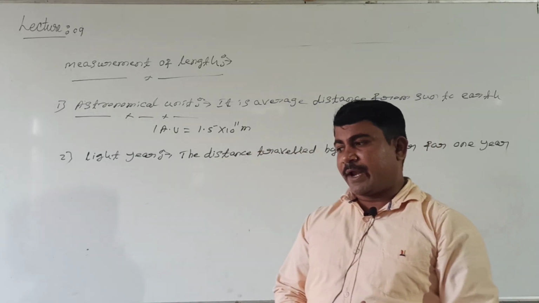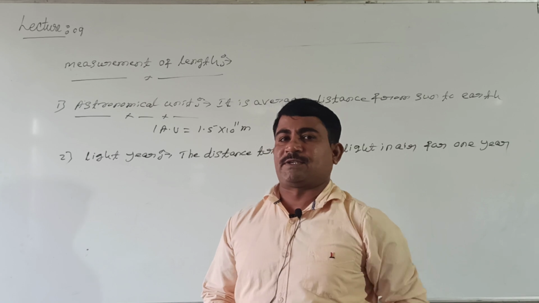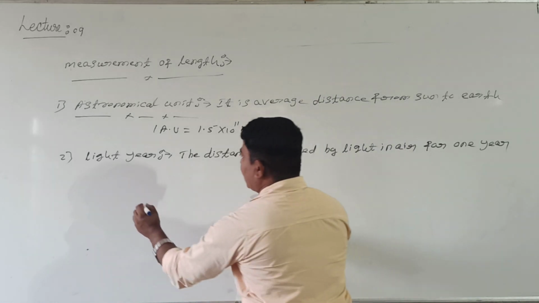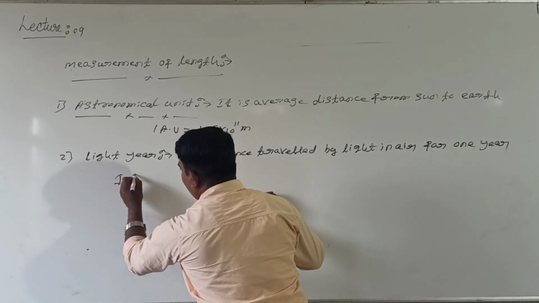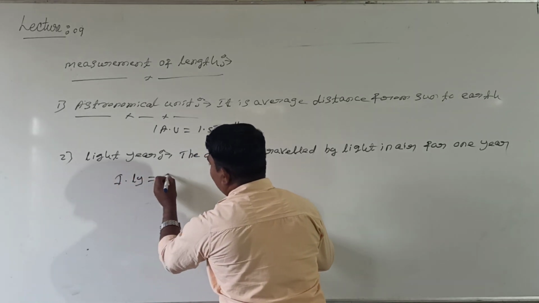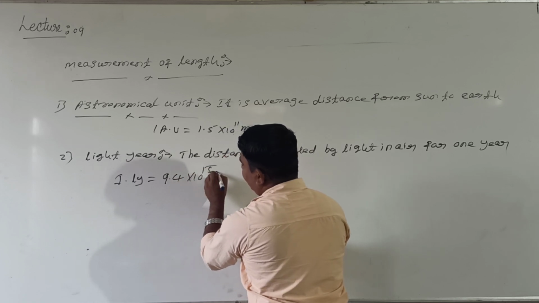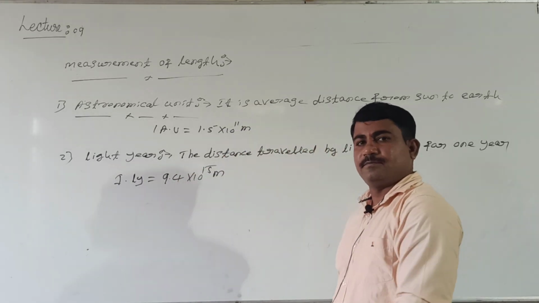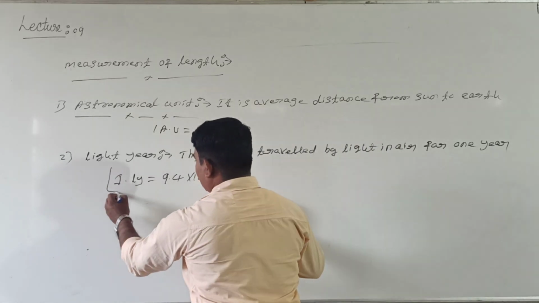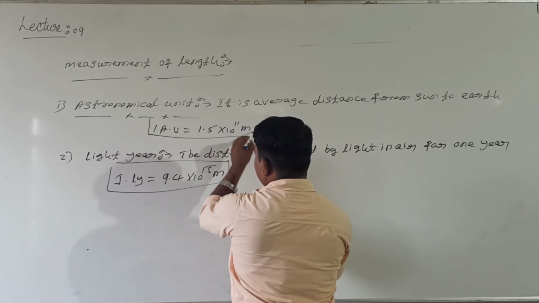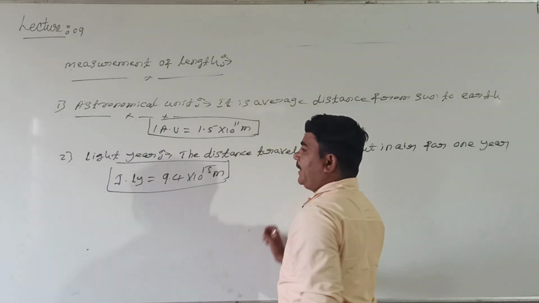In 1 year, students, light travels some distance. That distance travelled by light is what we call 1 light year. 1 light year equals 9.4 into 10 raised to 15 meter. What is this? The distance travelled by light in 1 year.